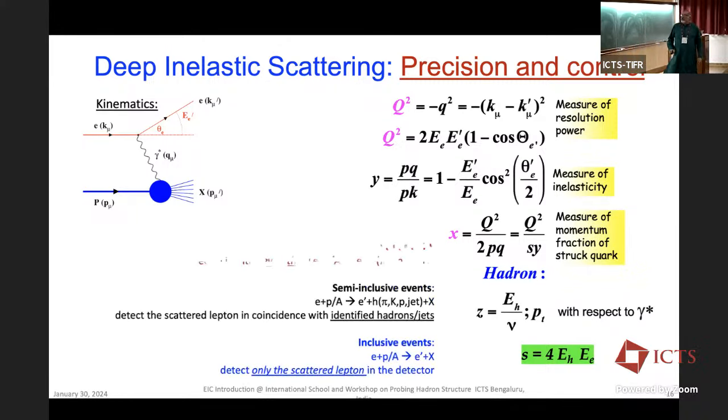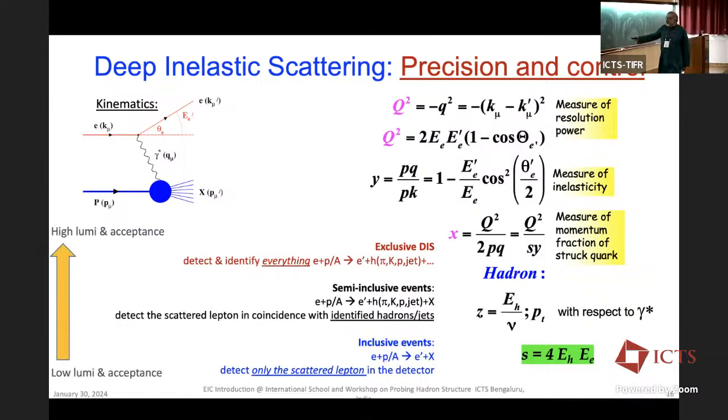Now, you can make different kinds of measurements. It was also alluded to in the previous talk. You ignore what happens here, and that's called the inclusive event, inclusive deep inelastic scattering event, which I just described to you. Only the scattered electron is measured. But you can be more ambitious. You say, what type of quark was that? For that, you need to know what happened to the quark after you hit it.